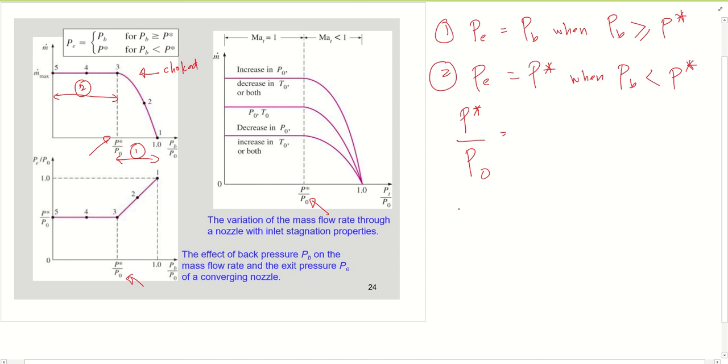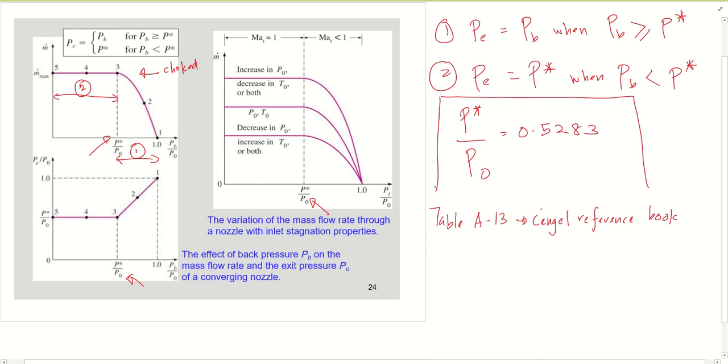Table 12.2, or in Table A13 for the Cengel book. Cengel reference. Okay, so the pressure ratio of critical pressure over stagnation pressure is 0.52883. So why is it really important?